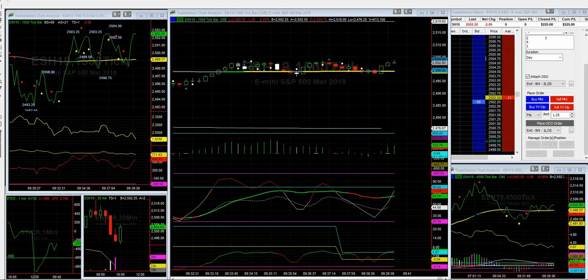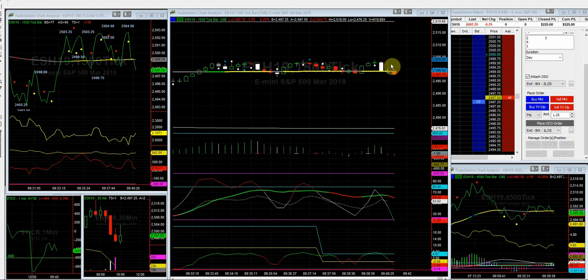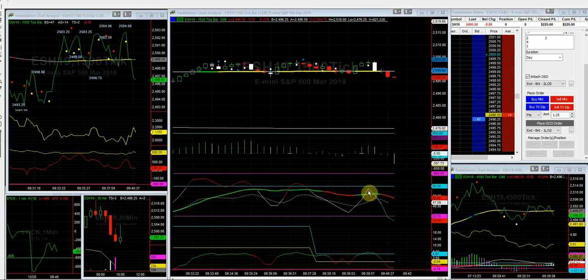Here we have the price cycle bars, the white being that it could be selling at the top over here, because we know that the price cycle bars are going to tell us there's either selling at the top or buying at the bottom.